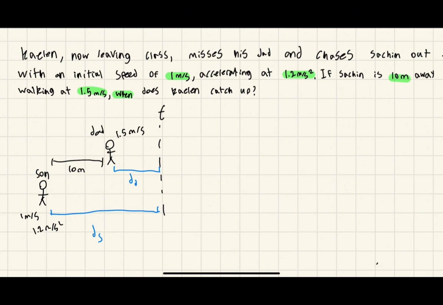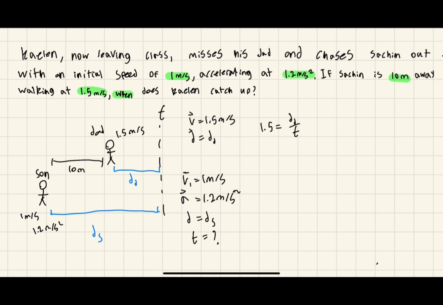So we know for the dad that we're going to have a velocity of 1.5 meters per second and a distance of d dad. So we can use the constant velocity formula. So we're going to have 1.5 equals d dad over t. And for the son, we're going to have an initial velocity of 1 meter per second, an acceleration, let me just make these all vectors, right? Acceleration of 1.2 meters per second squared. And he's going to travel a distance of d son. And he's going to have some time it takes him to travel, right?